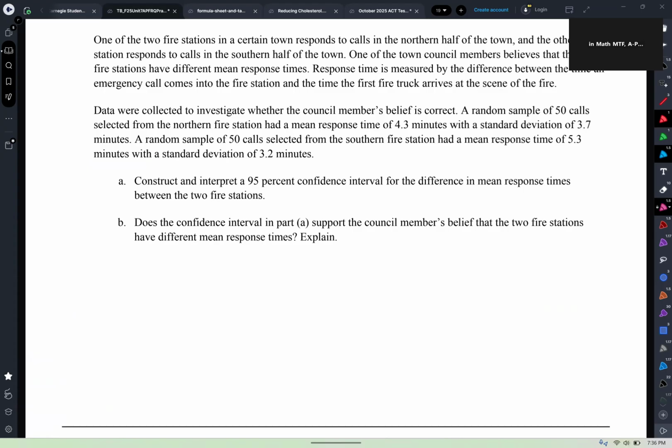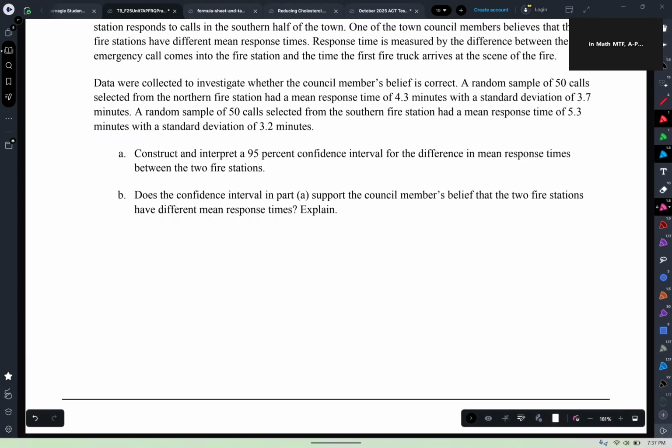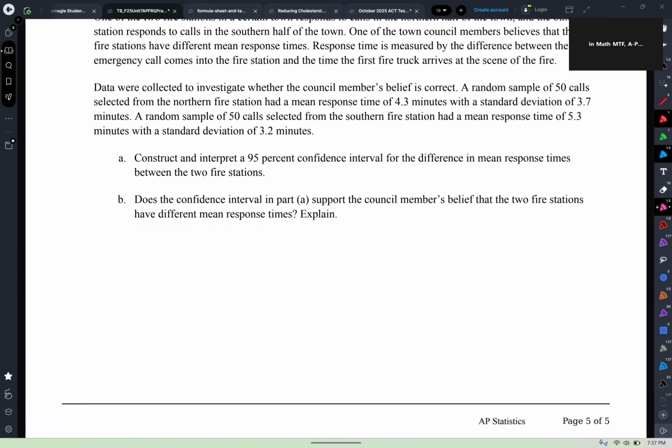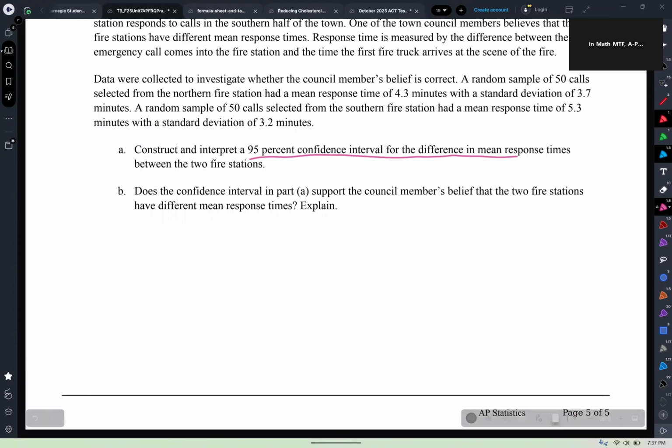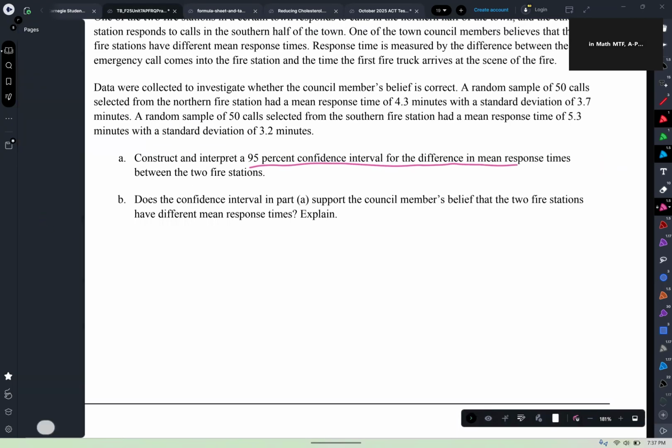Random sample of 50 calls from Northern and their mean response time. Random sample of 15. Okay. Construct and interpret a 95% confidence interval for the difference in mean. All right, I'm gonna have to go ahead and create a new page here.